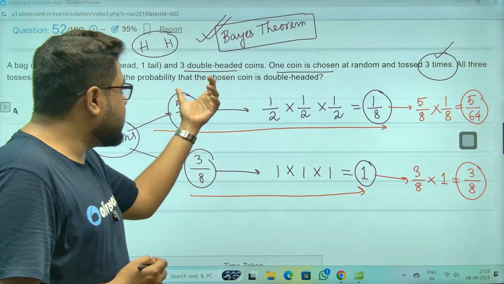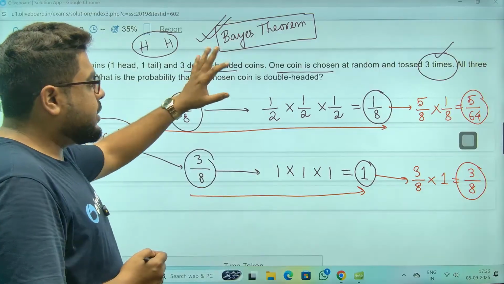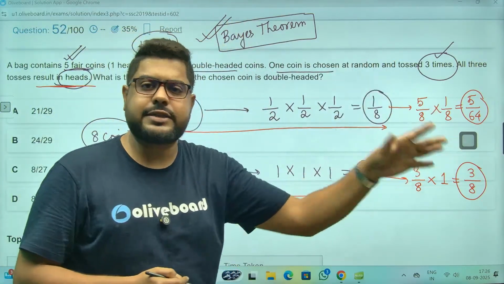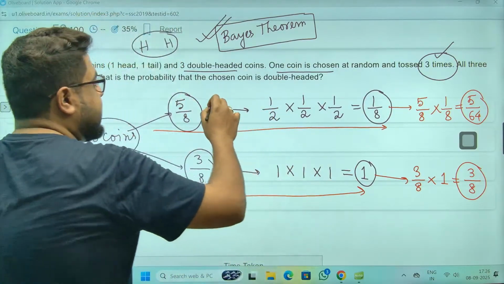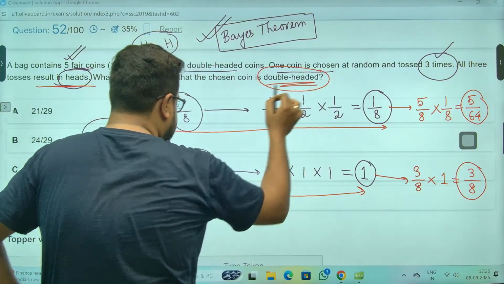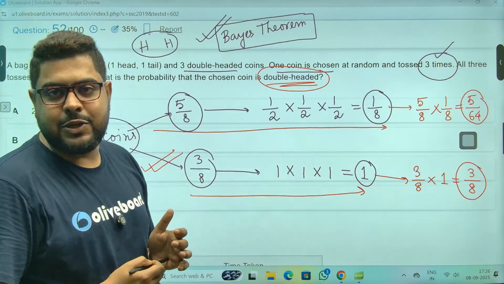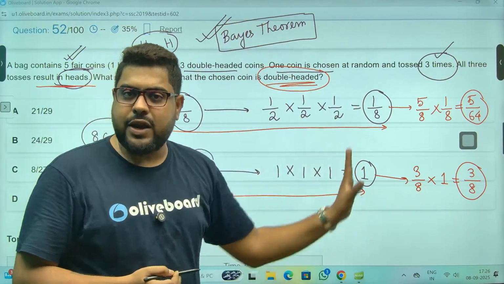That is what we get from the total probability theorem. But here they have gone one step further. They are saying all 3 coin tosses are heads. Tell me then what is the probability that the coin came from this second situation. So this last part is Bayes theorem. This is where we'll use Bayes theorem.